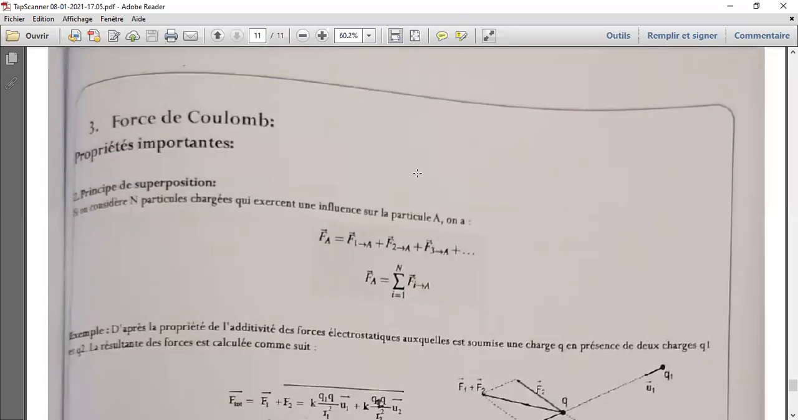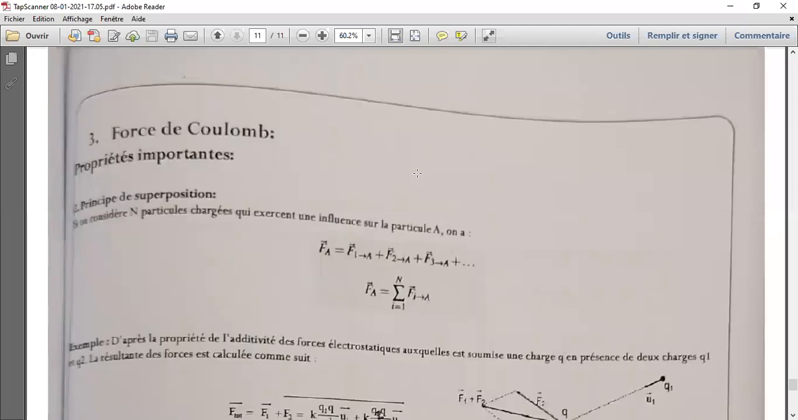All right. So the principle of superposition. We're still on the properties, some important properties. Under the principle of superposition, we're going to talk about one charge, and there are a lot of other charges exerting a force on it. So what do you do? How do you calculate the total force exerted on that charge?